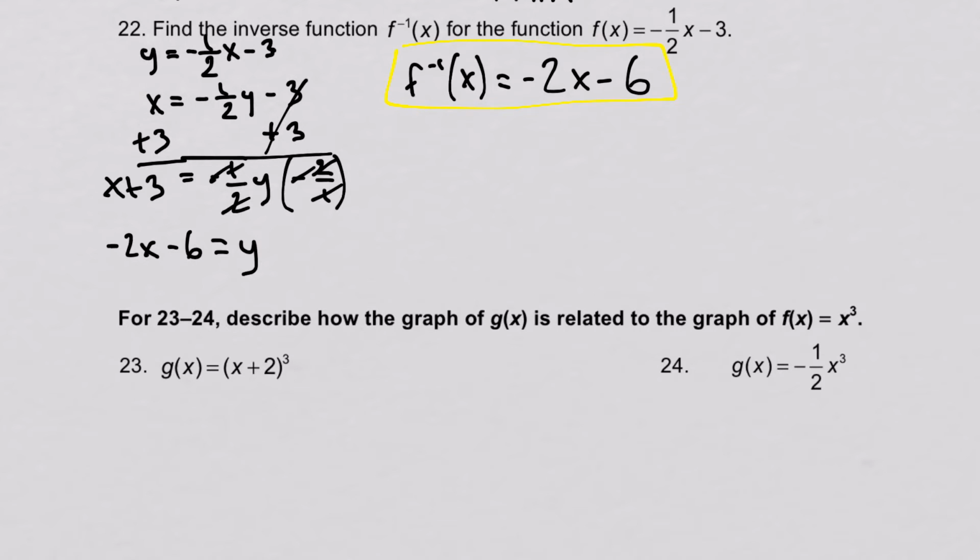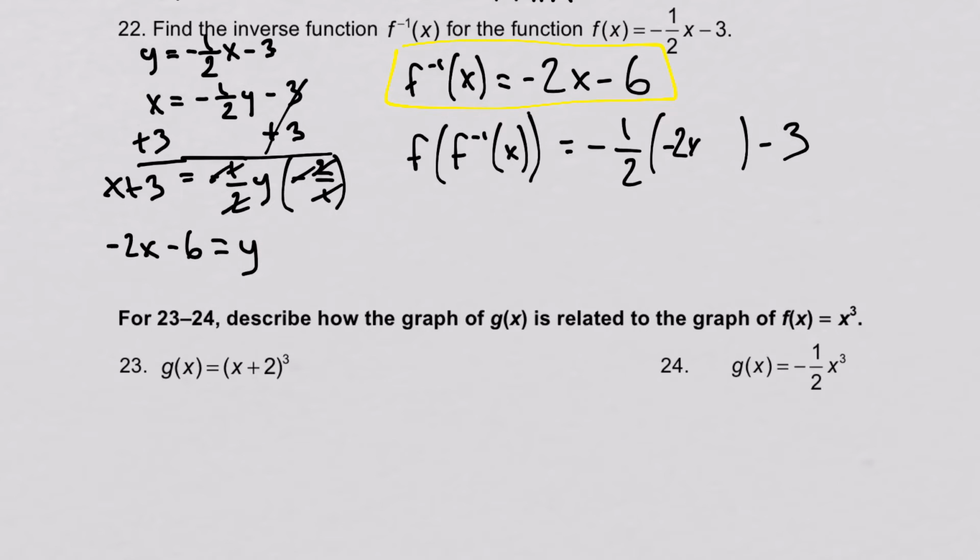Okay, so if you remember how to check these, you're going to do a composition, right? You're going to plug f into f inverse, or f inverse into f. We're going to plug f inverse into f, okay? Which means that I'm going to write f of x, which is negative 1 half x minus 3. But right there, instead of x, I am going to plug in the entire inverse function that I just found, negative 2x minus 6. And that will allow me to check if my inverse is correct. If I get simply x, that means that my inverse is correct.